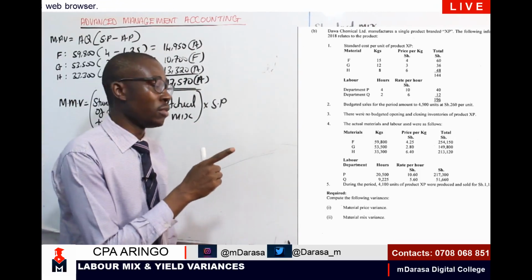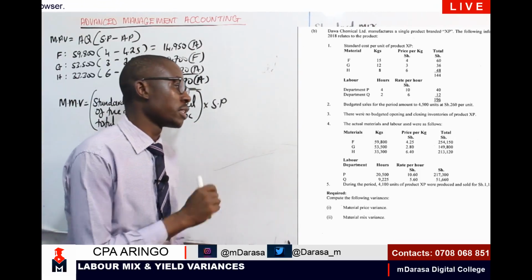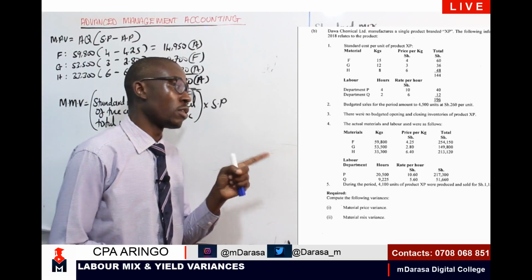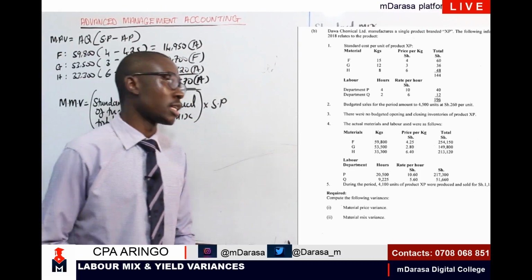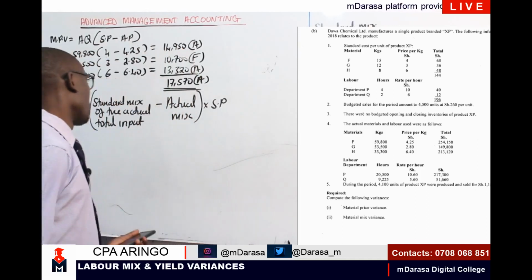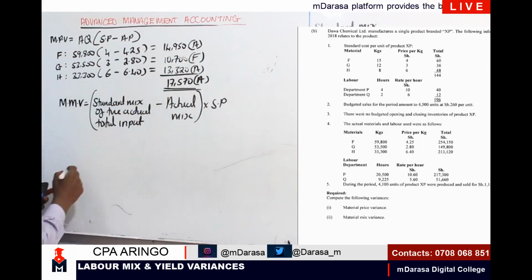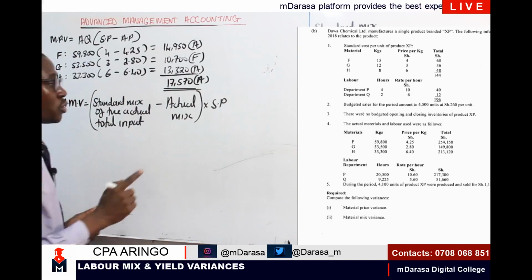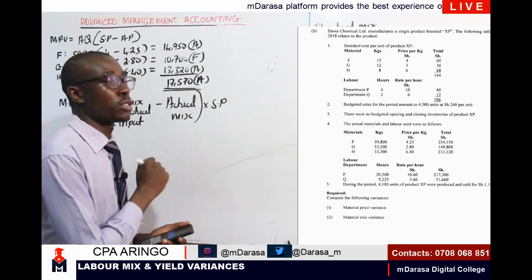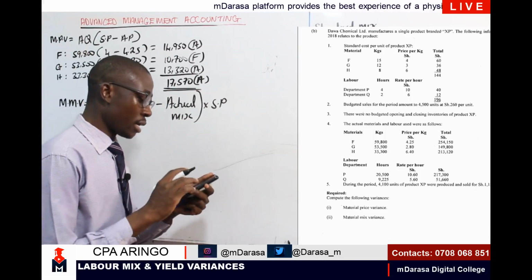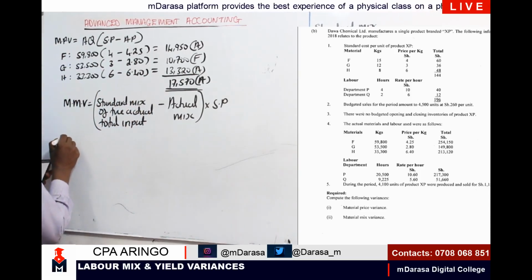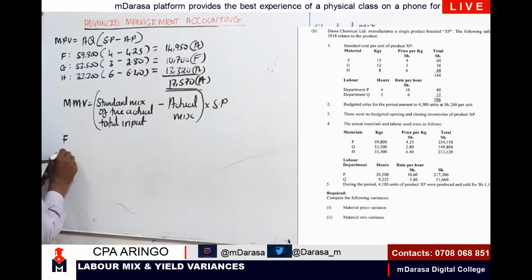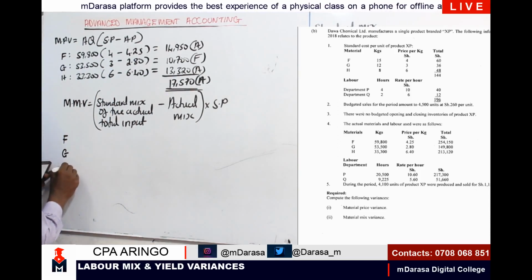Given that question, I still believe that you're able to view this question of ours here. Look at which note. We need to determine our standard mix. So therefore, I need to determine my standard mix. How many materials did you have in this question of ours? In this question of ours, you can clearly see we had how many materials? 3. We do have F, we do have G, and we do have H.